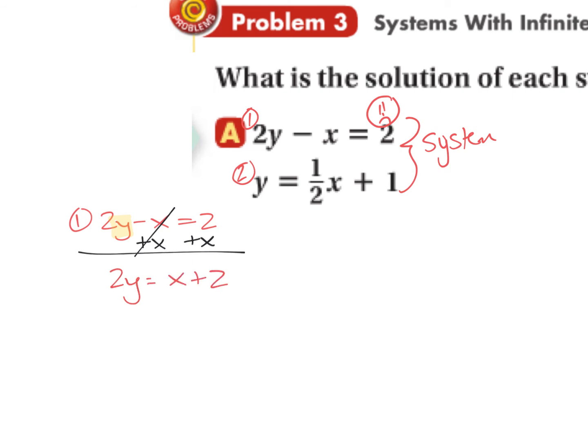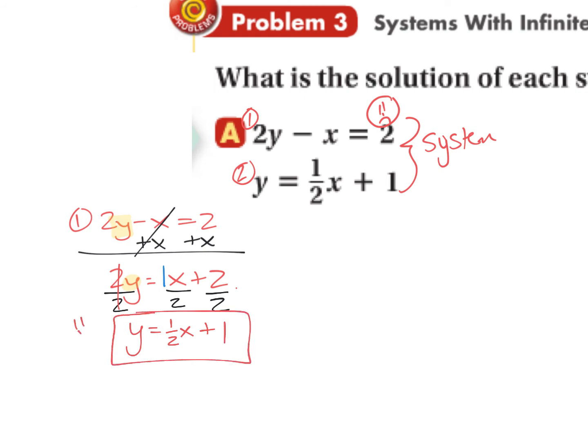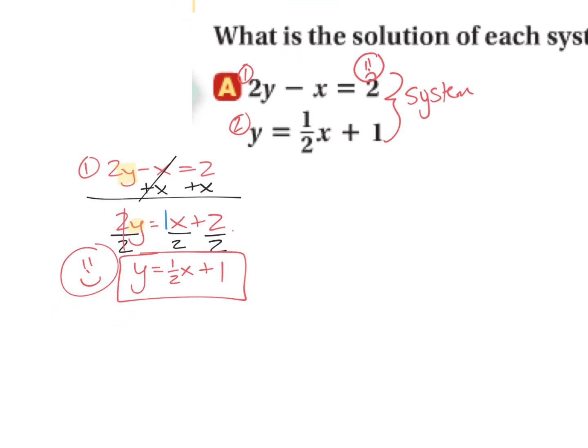And as my last step, again, I'm trying to get this y all by itself. I'm going to go ahead and divide everything by 2. So that'll get me y equals, now I'm remembering there's a 1 in front of that x, 1 over 2x plus 2 over 2, that's going to reduce to 1. So now I'm going to give this guy a little smiley face. It's a lot easier. That's in slope-intercept form, so we know how to do that.